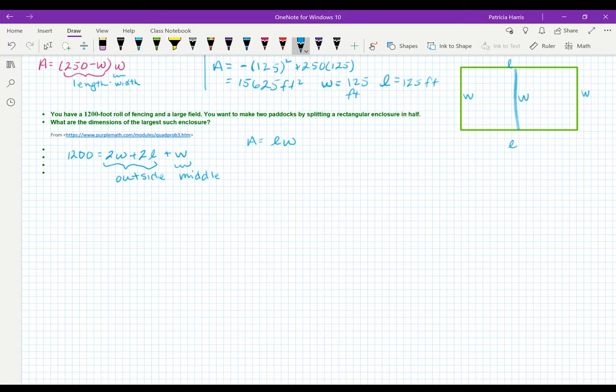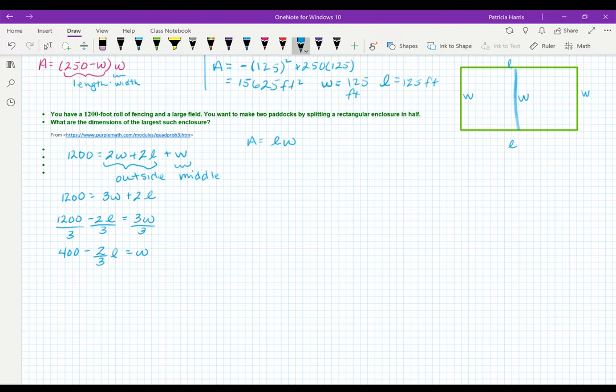All right, so here we go. We need to get rid of a variable. So let's solve for W this time. If I simplify my perimeter formula, I get 3W plus 2L. And if I solve for W, that gives me 1,200 minus 2L is equal to 3W. Now I'm going to divide by 3. So I get 400 minus 2/3 times the length is equal to W.